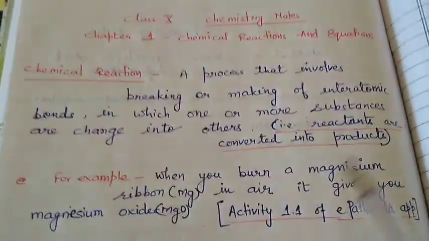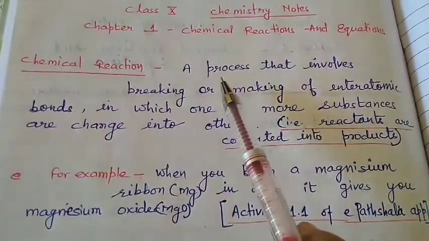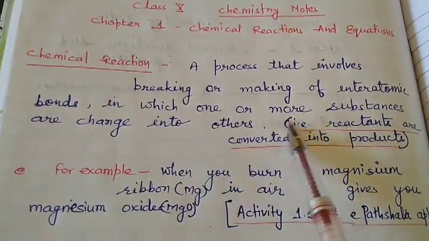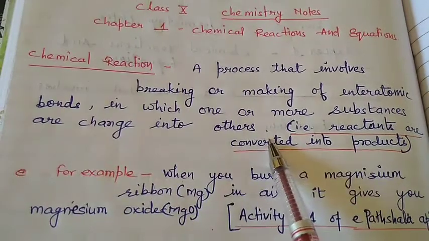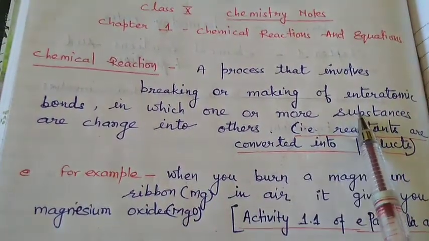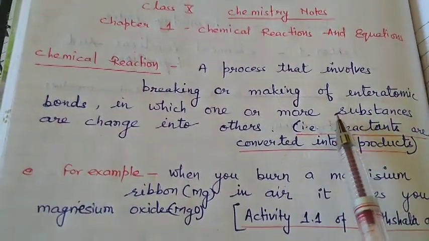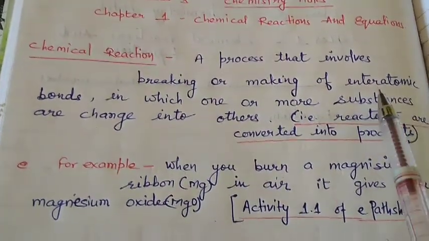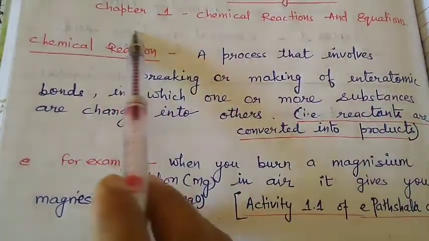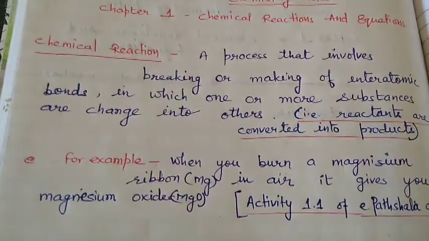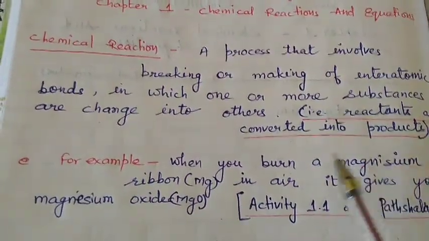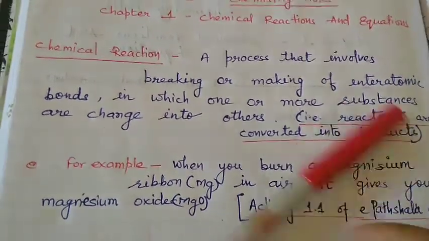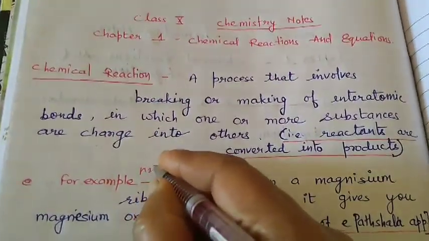First, I have written the definition of a chemical reaction: a process that involves breaking or making of interatomic bonds in which one or more substances are changed into another. For example, if you take water and freeze it, it converts into ice. This will not be called a chemical reaction because water and ice are the same substance. They have the same chemical formula, H2O.